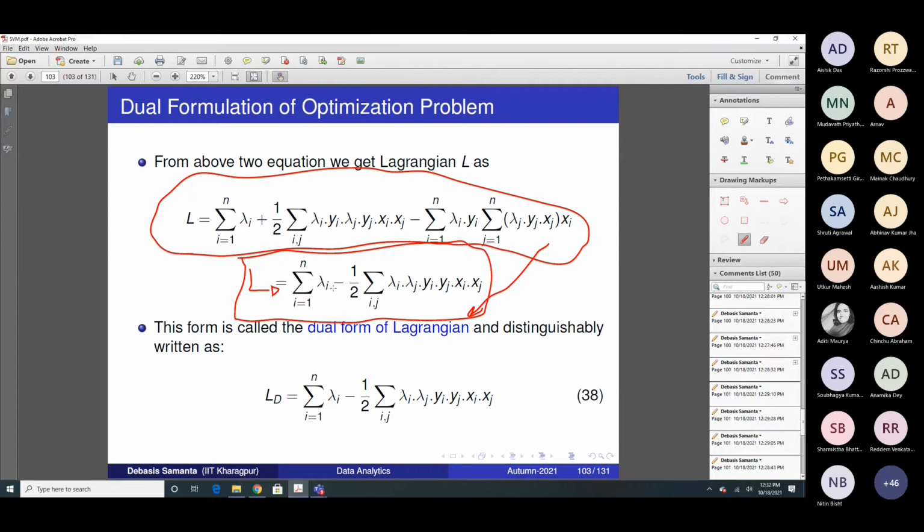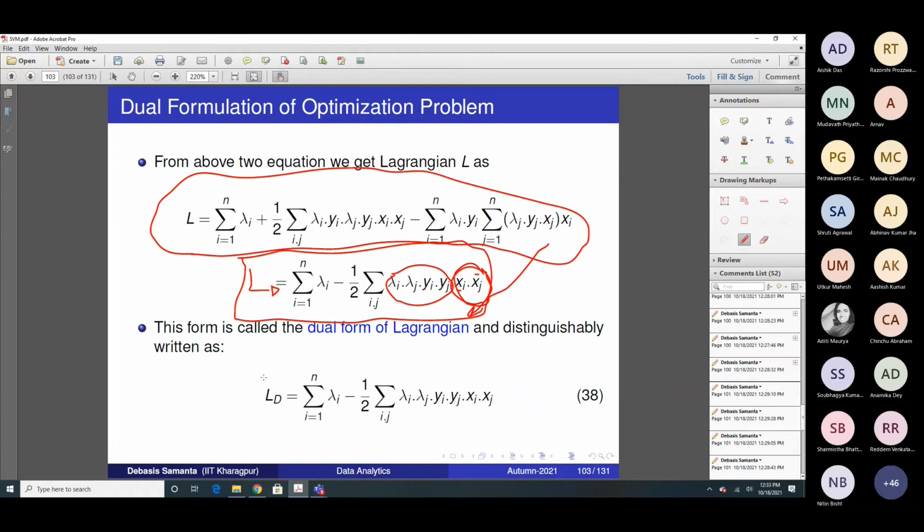It is summation over i equals 1 to n of lambda i minus 1 by 2 summation of lambda i dot lambda j dot yi yj dot xi xj. Again these are all constants: lambda i and lambda j are greater than or equal to 0, and yi is plus 1 or minus 1. And xi dot xj, what does it mean? xi is a vector and xj is another vector, so it is a dot product of the two vectors. The dot product of two vectors gives you a scalar quantity, so finally it is a scalar value.